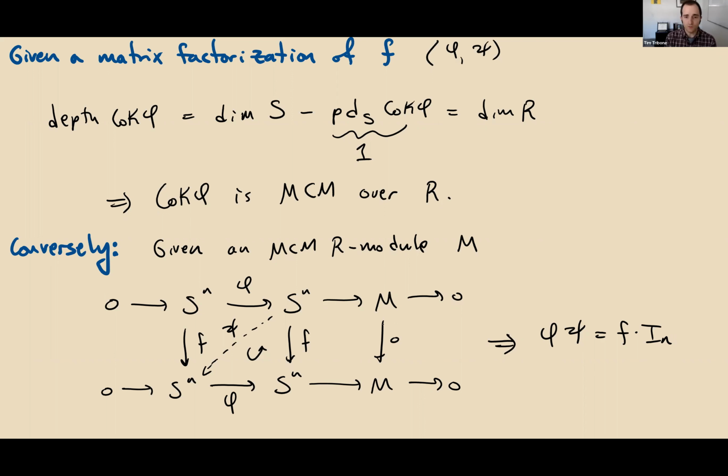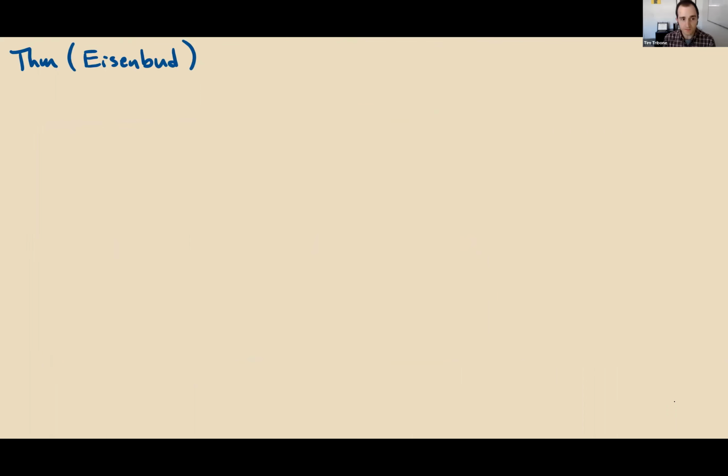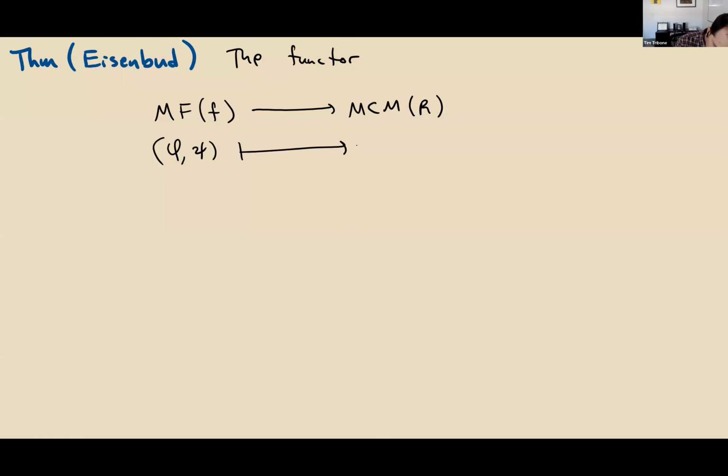So from a matrix factorization we get an MCM R module, and from an MCM R module we get a matrix factorization. This is really the content of a theorem of Eisenbud's, which is the foundation upon which the theory of matrix factorization sits. Let me write this out quickly. I'm going to write the category of matrix factorizations like this, MF of F. The functor which we just laid out takes a matrix factorization and sends it to one of the cokernels. You could pick either one, but we usually pick the first one.